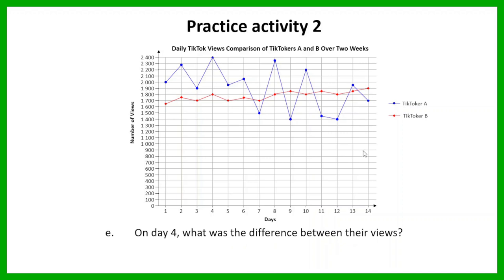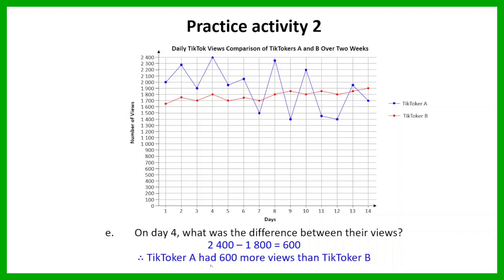Then question E, on day 4, what was the difference between their views? Now you need to know that difference in maths means subtraction. We have to subtract the two values to find out which one was more and by how much. So in this case, day 4, we're looking over here. The higher one is TikToker A at 2,400. And we're going to subtract TikToker B, which is 1,800. And that gives us the difference of 600. So the answer for this is that TikToker A had 600 more views than TikToker B.